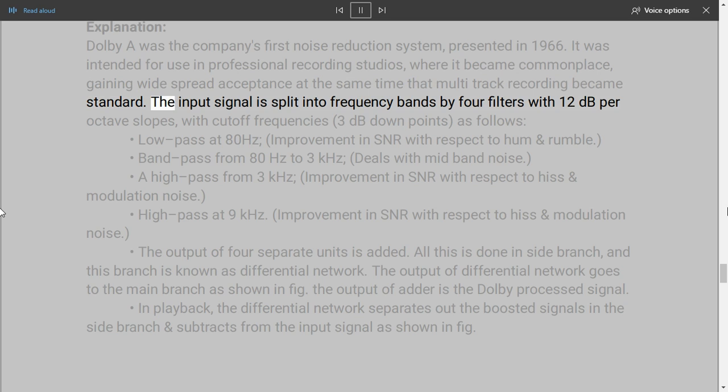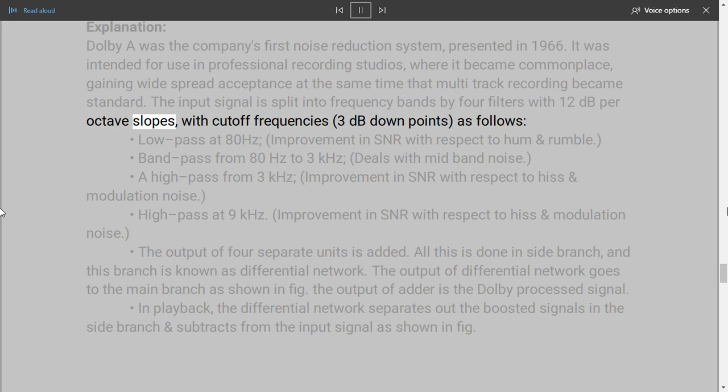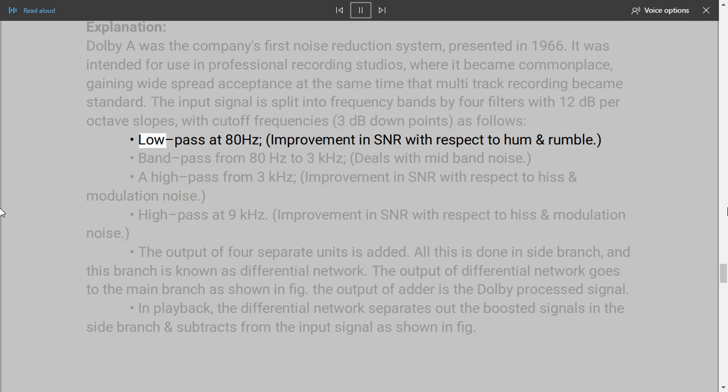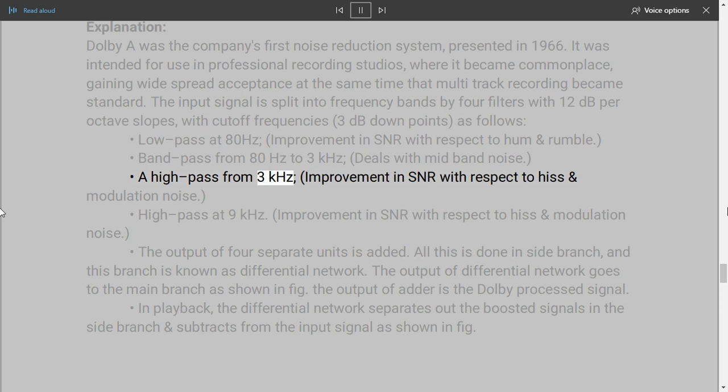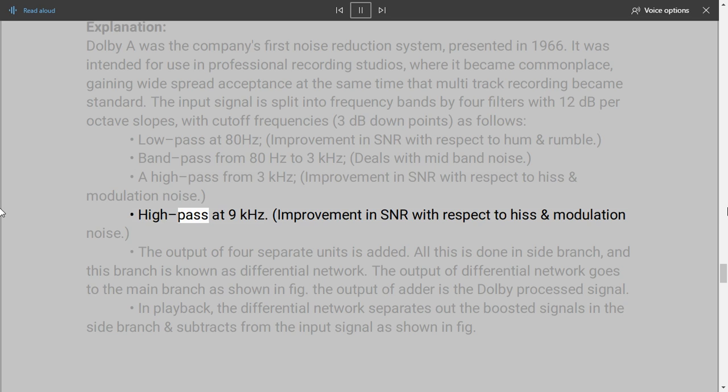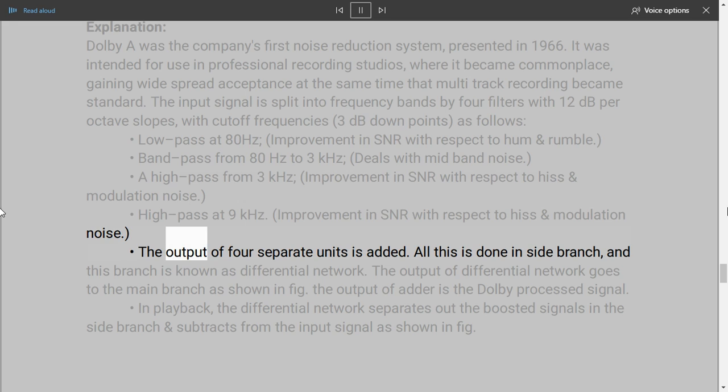The input signal is split into frequency bands by 4 filters with 12 dB per octave slopes, with cutoff frequencies, 3 dB down points, as follows: low pass at 80 Hz, improvement in SNR with respect to hum and rumble. Band pass from 80 Hz to 3 kHz, deals with mid-band noise. A high pass from 3 kHz, improvement in SNR with respect to hiss and modulation noise. High pass at 9 kHz. Improvement in SNR with respect to hiss and modulation noise. The output of 4 separate units is added.